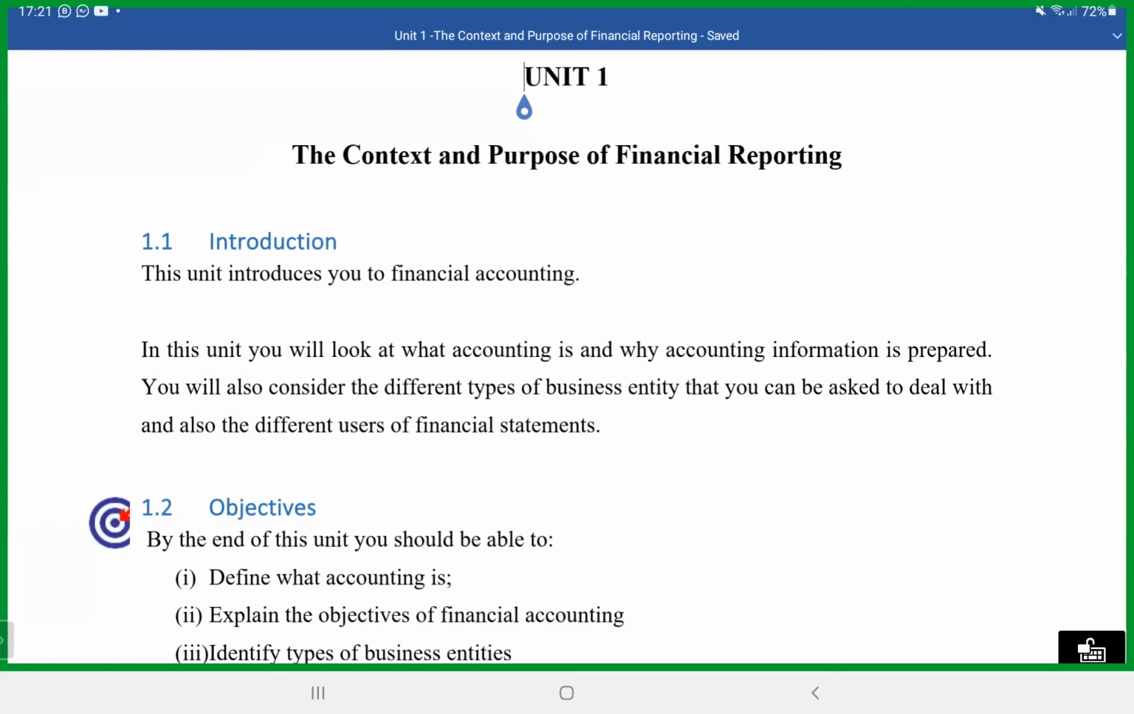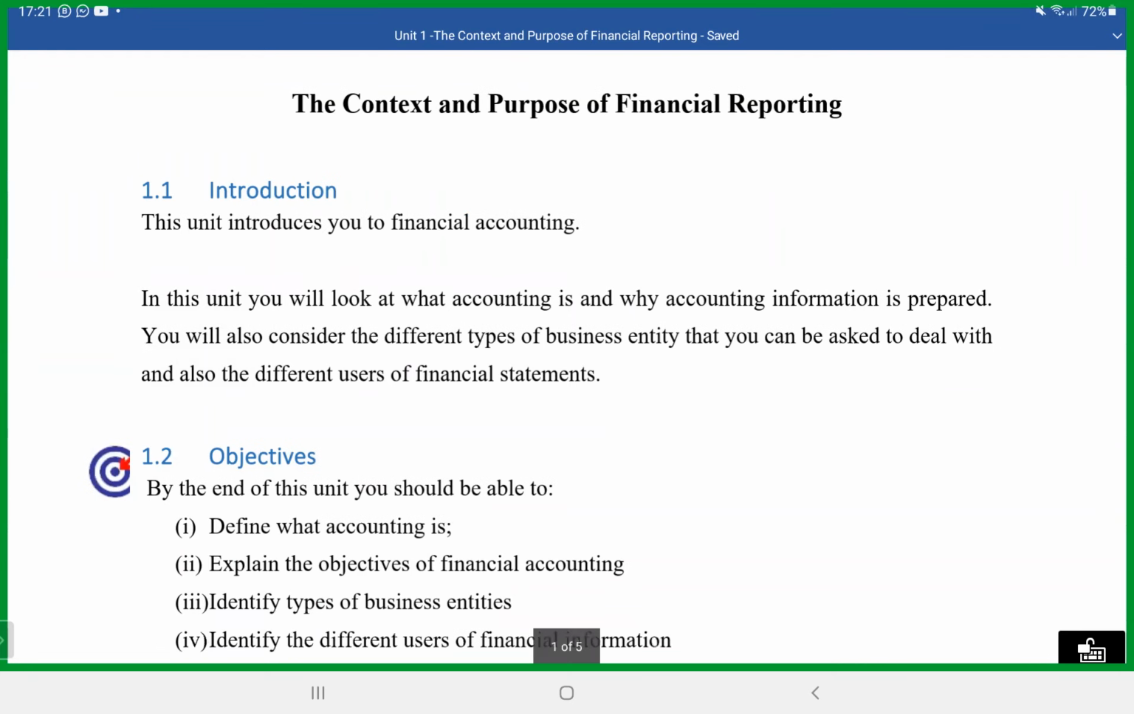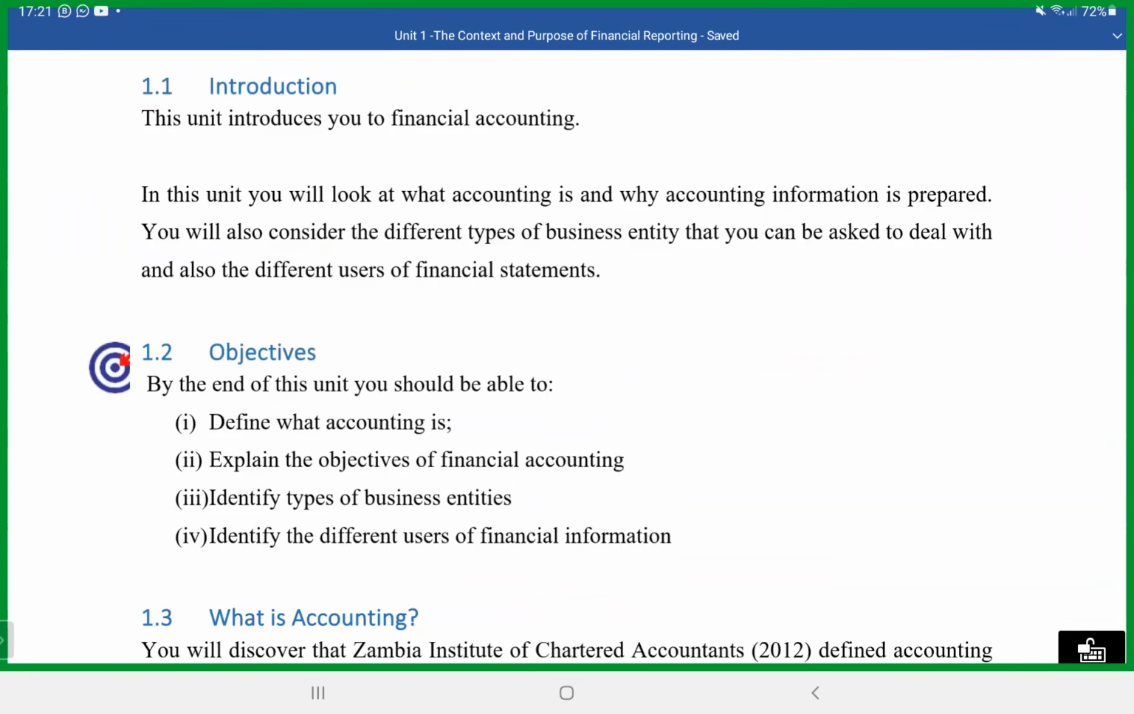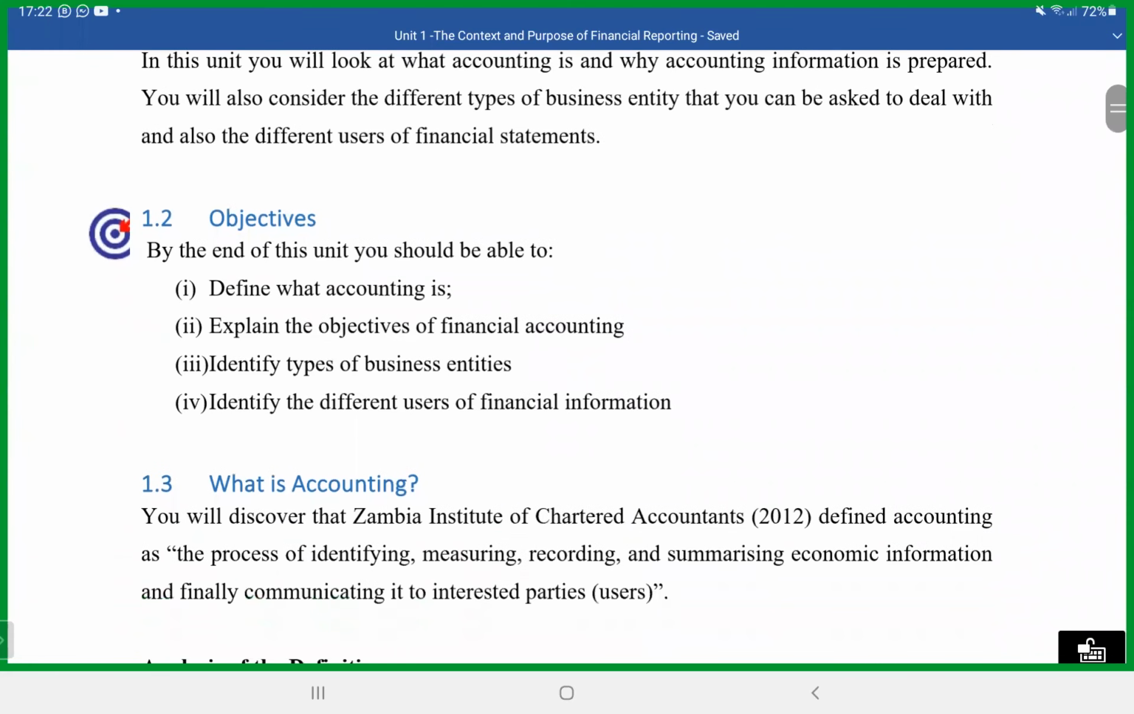Yes, now I have started teaching. What I was doing before was not teaching. I was just introducing you to the whole course. Let's now zero in. So the unit introduces you to financial accounting. We will define what accounting is, we'll look at the different business entities, and then we will look at the different financial users, the people that use the financial information. In this unit now, not in the entire course, but in the unit.